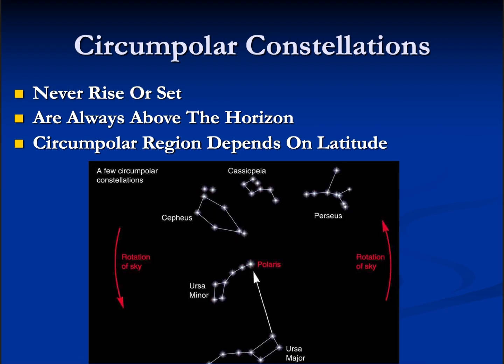These are a few of the circumpolar constellations. Perseus, Cassiopeia, Cepheus, and Ursa Major are listed. Draco, which should be in this position, is also a circumpolar constellation. These constellations, or at least parts of them, are visible all year round.